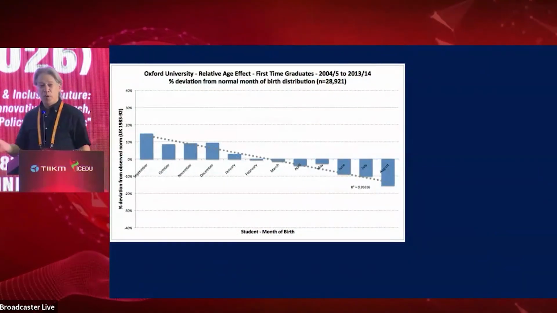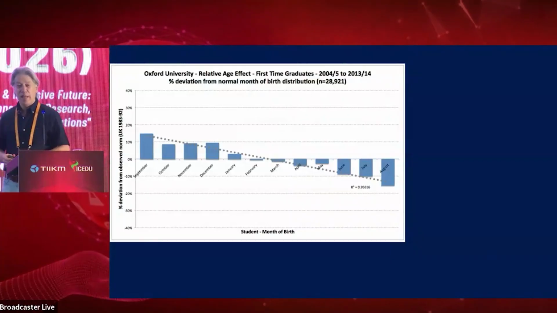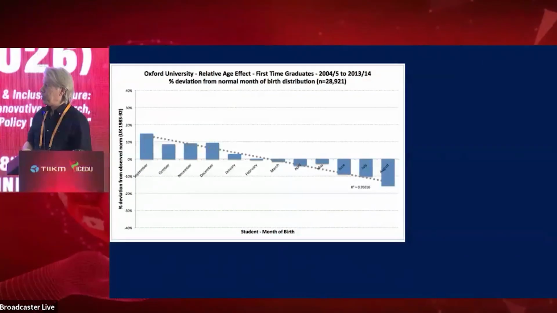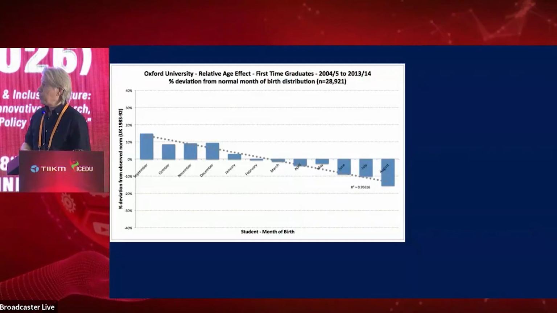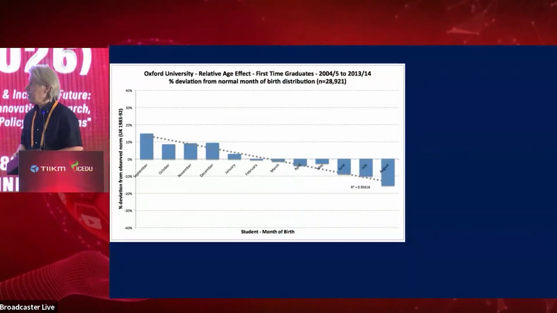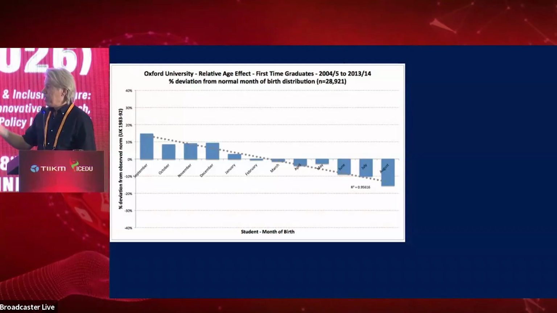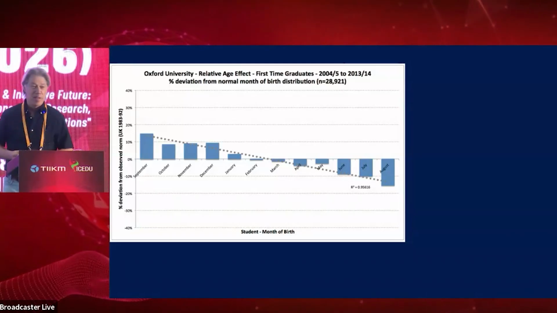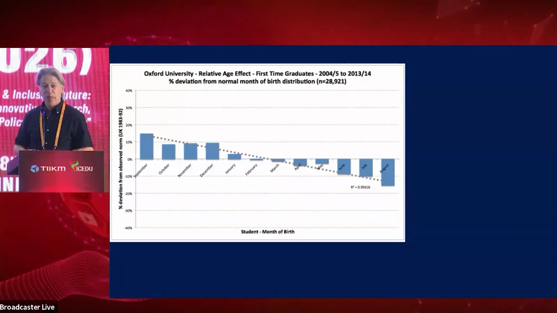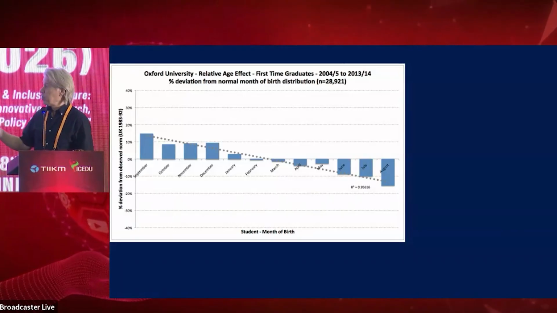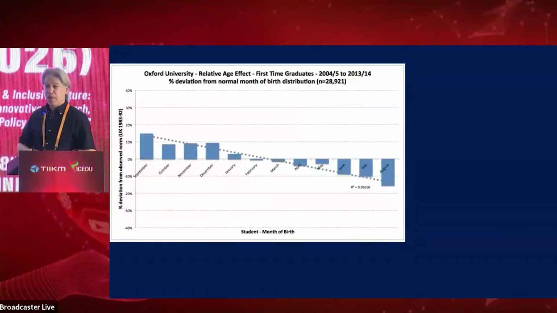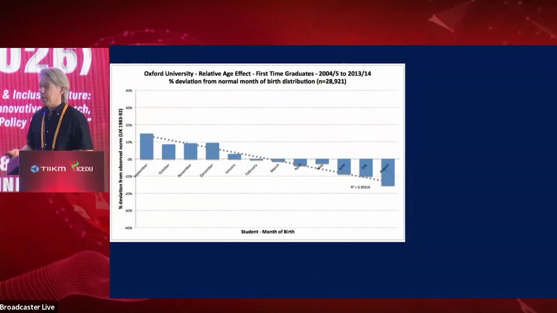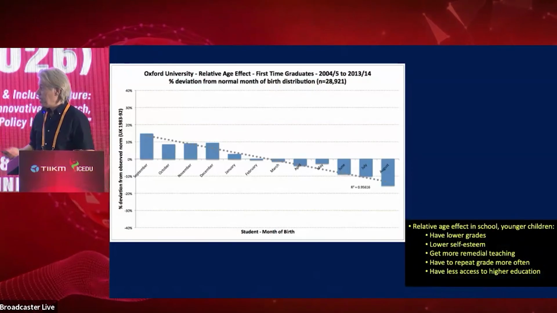And it's not only found in sports, but it's also found in education. So that's really important. If you see here, it was a study done on the relative age effect, and it shows the first-time graduates of Oxford in the period from 2004 to 2013. And what you see is that if you are born in September, you have 30% more chance of being a first-time graduate than if you are born in August. You would say that's really strange, but it's actually a phenomenon that we can see.